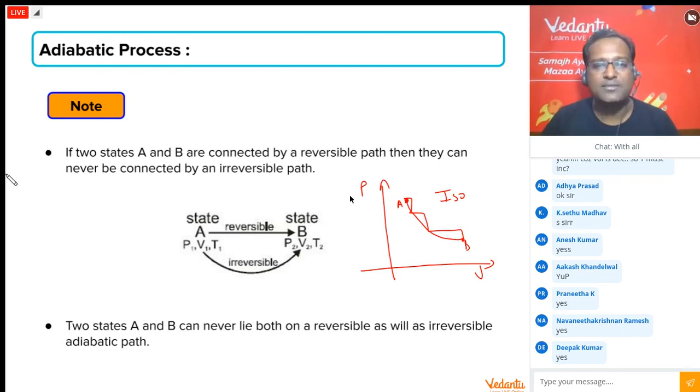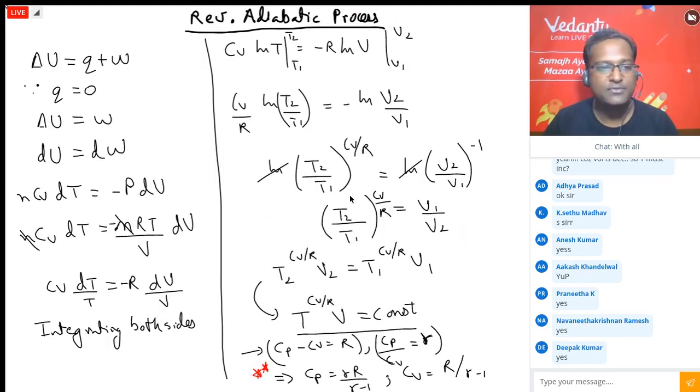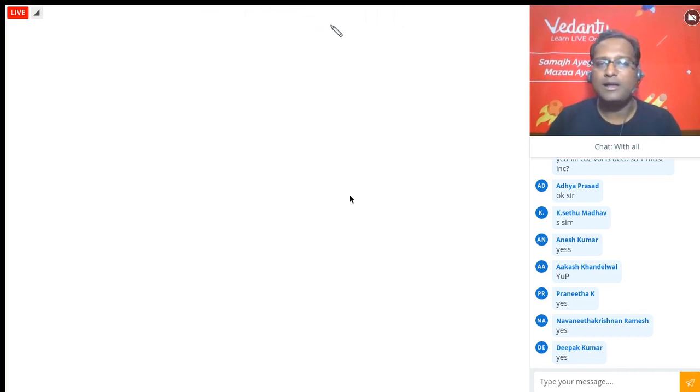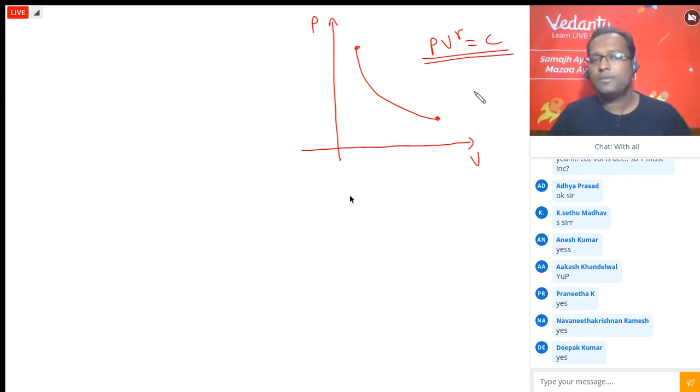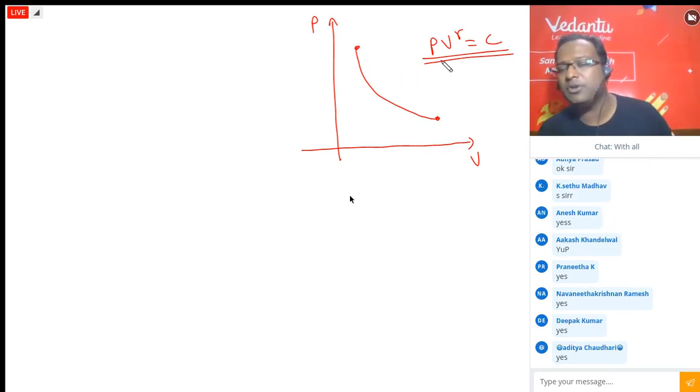Sir, can you first tell us what the diagram of a PV graph in adiabatic process is? Sure, let's understand that first. In isothermal process, PV is a hyperbola. In adiabatic process, it looks like a hyperbola, but it is not actually a hyperbola. It is following this equation. Is this point understood? It looks like a hyperbola, but it is not actually a hyperbola. It is following PV to the power gamma is a constant.